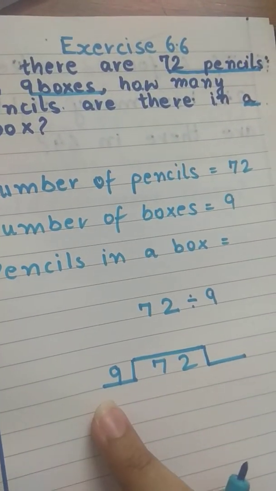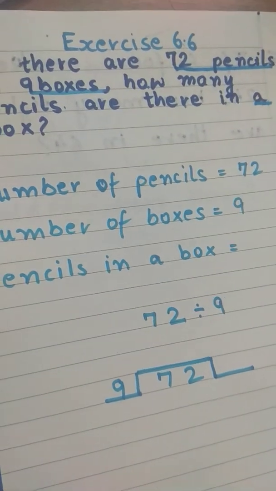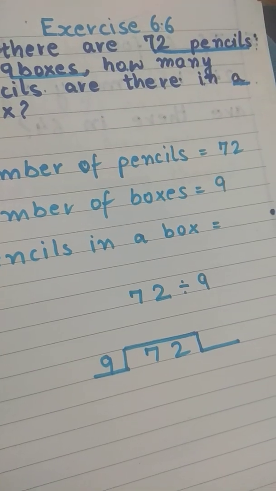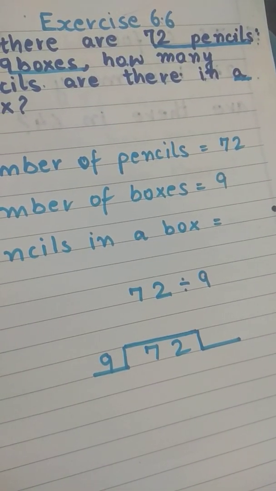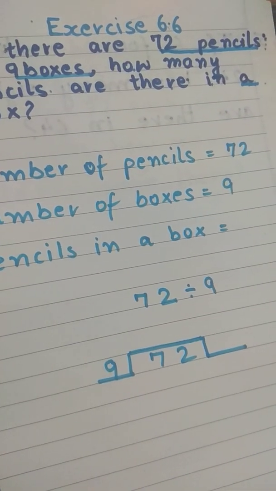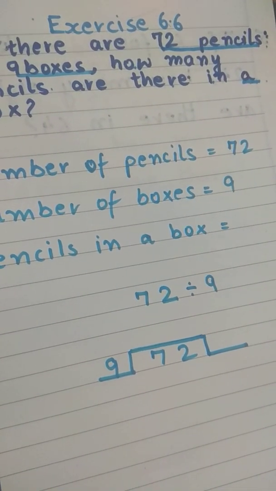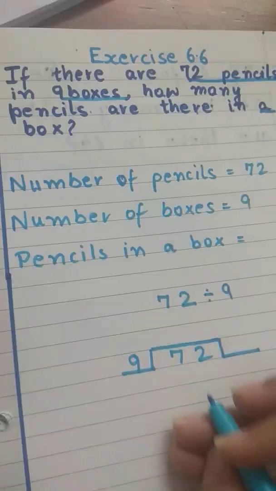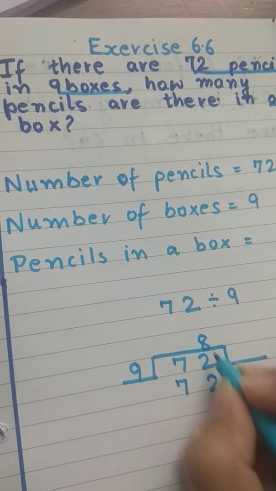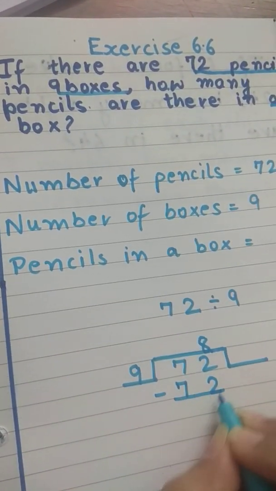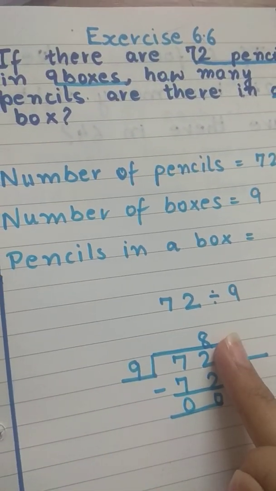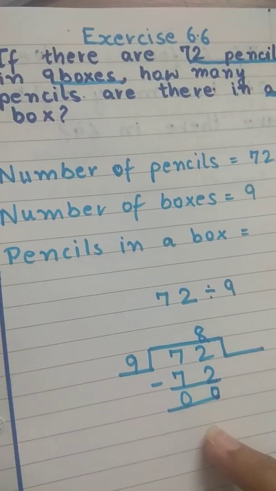Now say the table of 9. 9 ones are 9, 9 twos are 18, 9 threes are 27, 9 fours are 36, 9 fives are 45, 9 sixes are 54, 9 sevens are 63, 9 eights are 72. So what did we get here? 8. That is, one box contains 8 pencils. Then we subtract and we get 0.